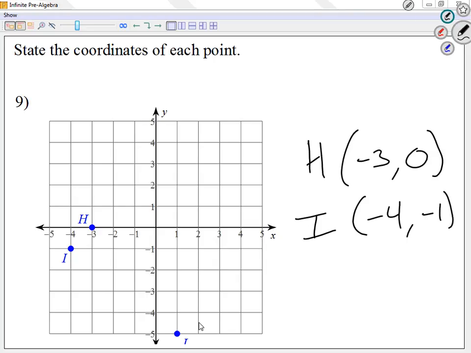For J, seems like I have to go 1 to the right and 5 down. So 1 to the right and 5 down. Once again, the coordinates tell you how to move to get to the point. Now, once again, there's 4 of these on the final. Questions 9 through 16, there's 4 of these. And instead of 3 points like I'm doing on the review, only the coordinates of 1 point. Any questions up until 16?